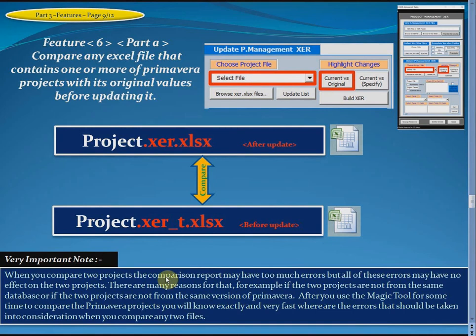Here we have a very important note. When you compare 2 projects, the comparison report may have too much errors, but all of these errors may have no effect on the 2 projects. There are many reasons for that. For example, if the 2 projects are not from the same database, or if the 2 projects are not from the same version of Primavera. After you use the magic tool for some time to compare the Primavera projects, you will know exactly and very fast where are the errors that should be taken into consideration when you compare any 2 files.